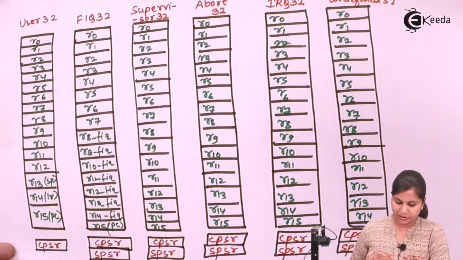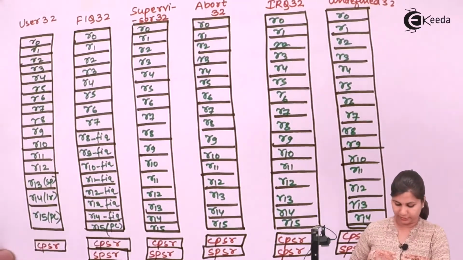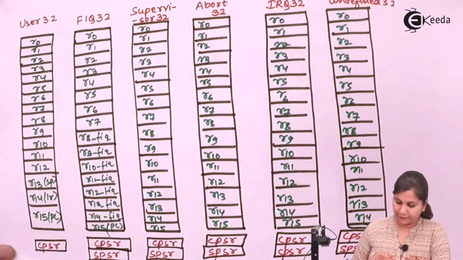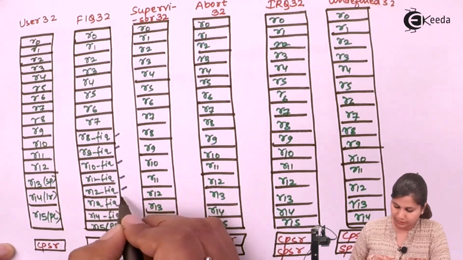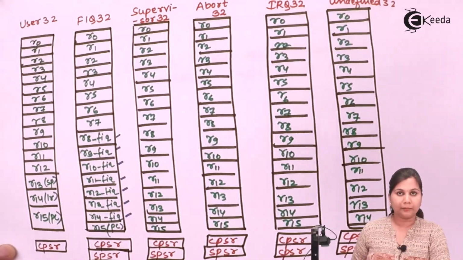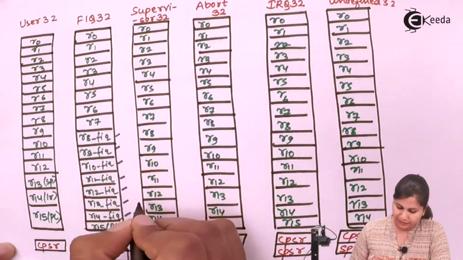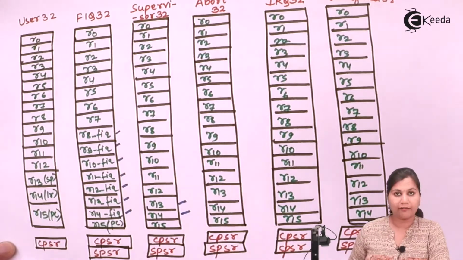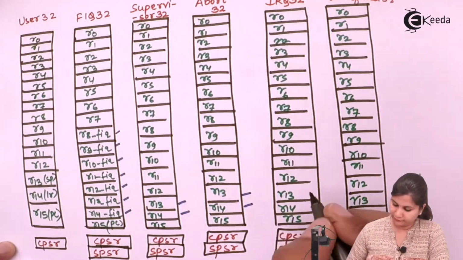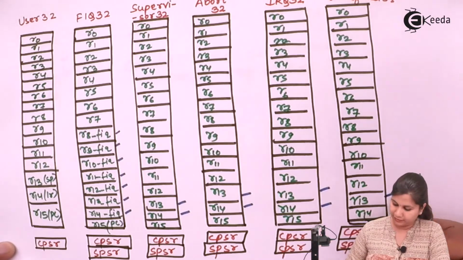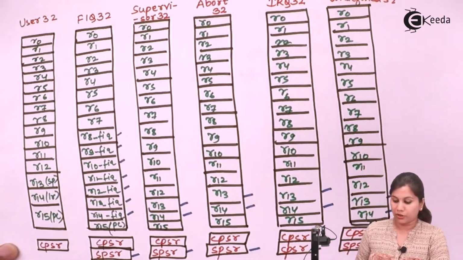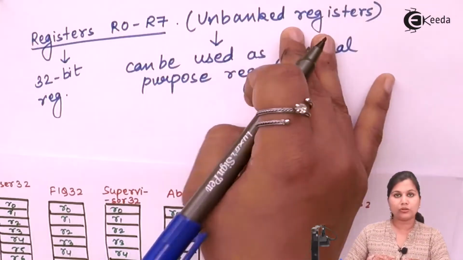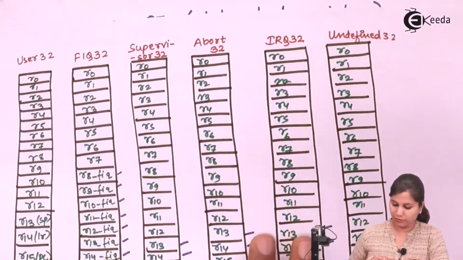Now there are some registers which are called the banked registers. Banked registers are here R8, R9, R10, 11, 12, 13, 14. These are the banked registers. In the supervisor mode, we are having R13, R14. Here also R13, 14, and here SPSR. These are all the banked registers. So there are unbanked and banked registers. Okay.